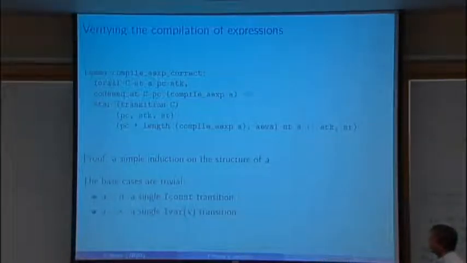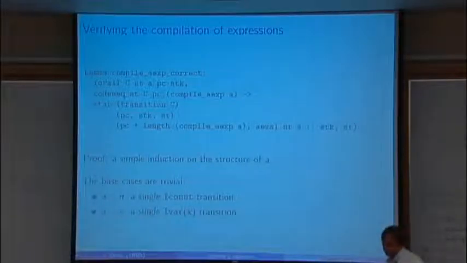And if you look at the base cases, they are quite trivial. So for instance, if A is a constant, here we are just saying the code is just I const of n. And so basically we can go from PC to PC plus 1 by executing this I const of n, which will push n on the stack, and that's exactly the value of A. And same thing for X.